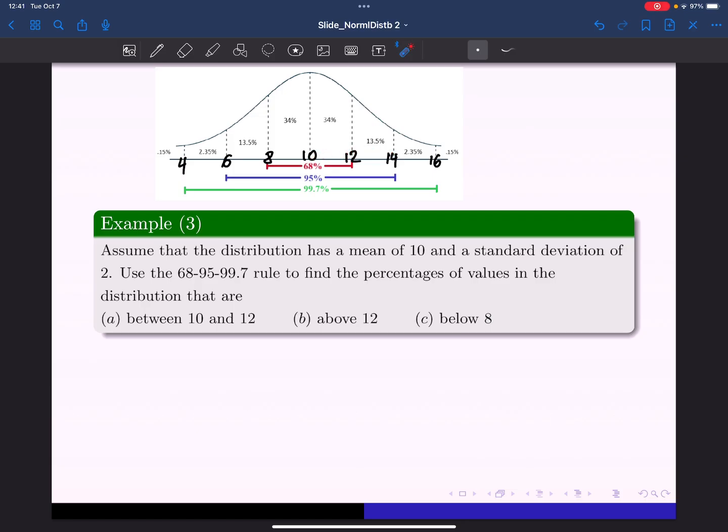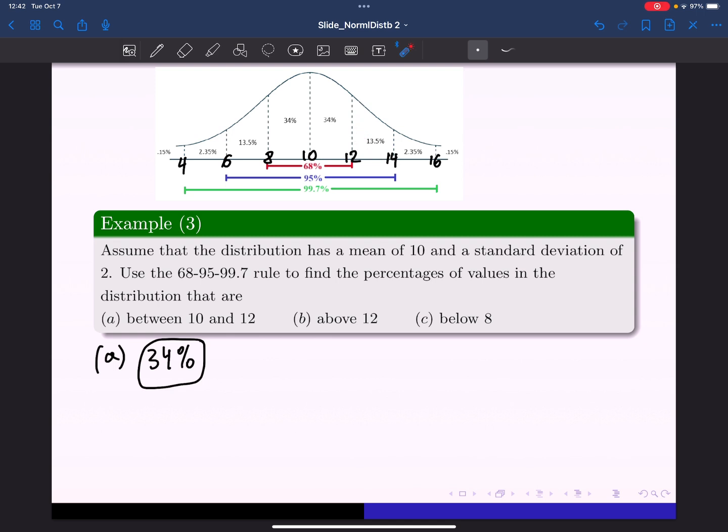So now we can see the percentage of data that lies between 10 and 12. It is nothing else but 34%. So for part A, we have 34% of the data that lie between 10 and 12. 10 is the average. Now, what percentage of data lies above 12? So we have 12 here. Now we can calculate this percentage. What percentage of values lie above?